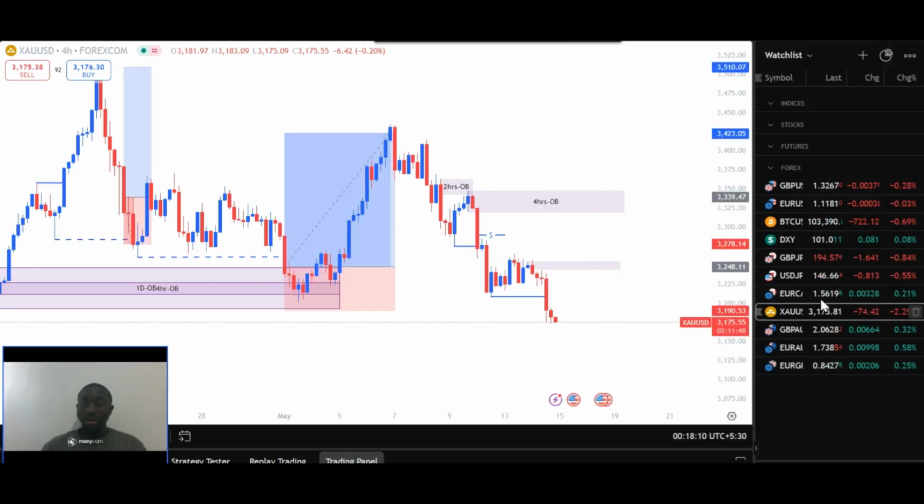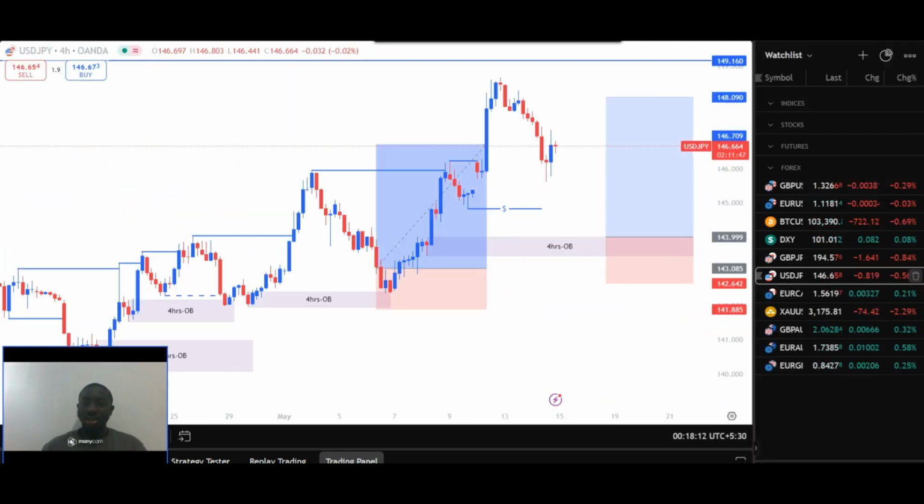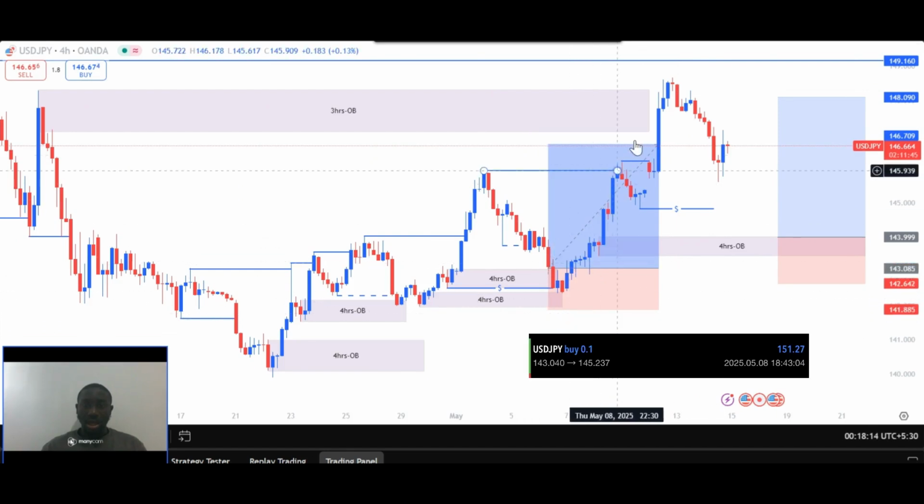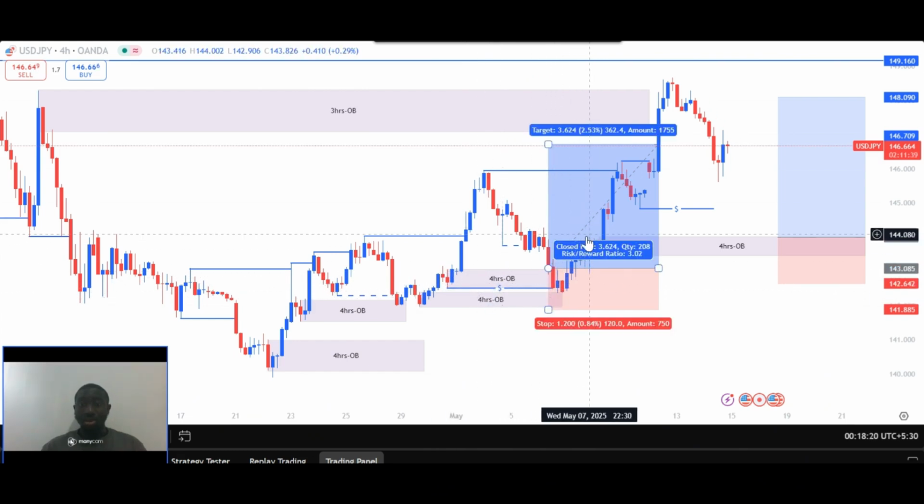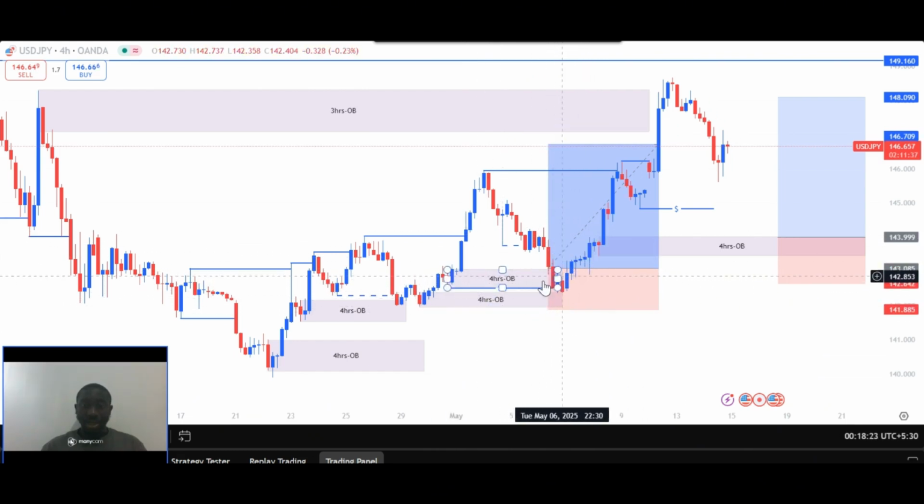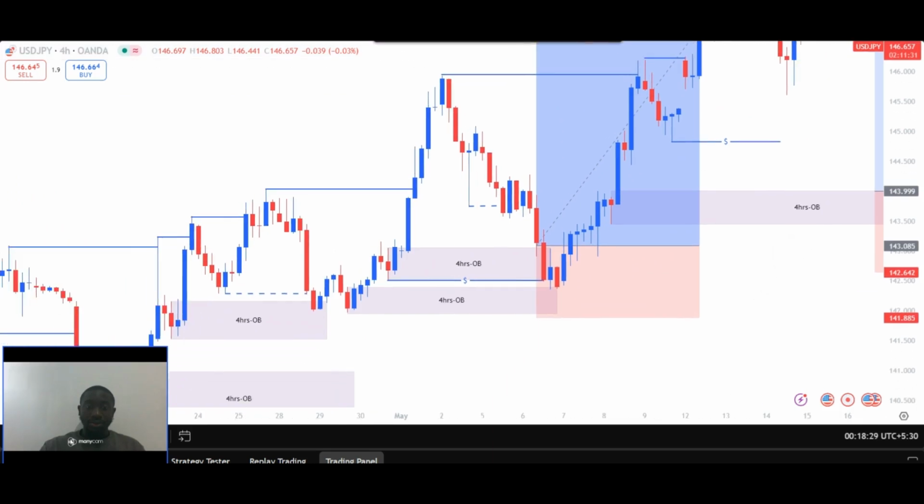So which other pair? USD JPY last week, I also hit TP here. After break of structure, expect price to fall back to the 4 hours order block. Then before you move, see it. Very, very simple. Under this low is called liquidity. So this was the first 4 hours order block.